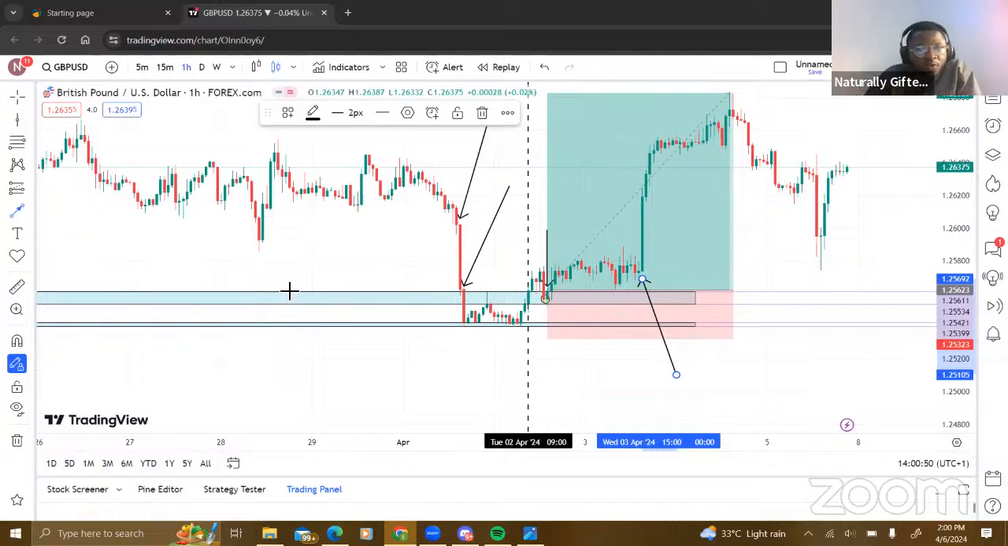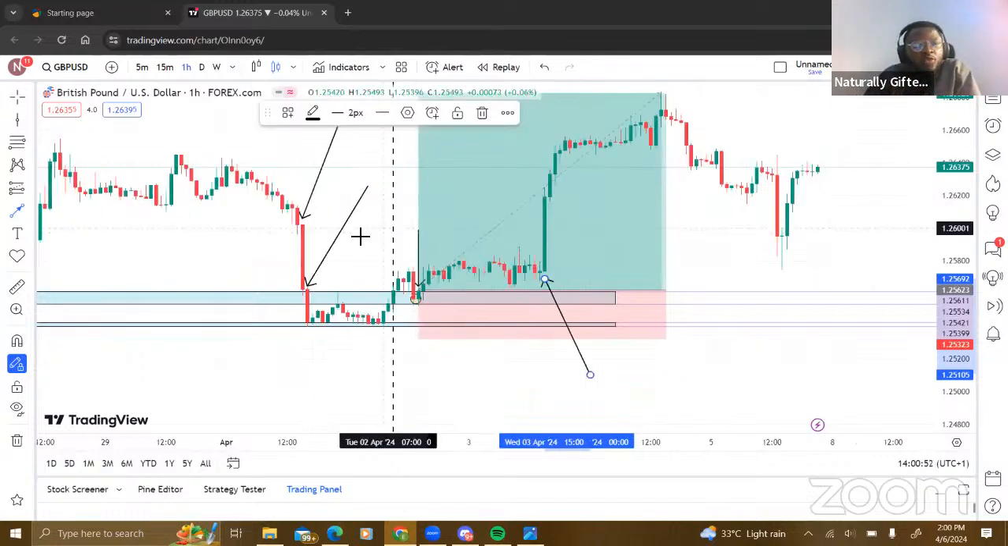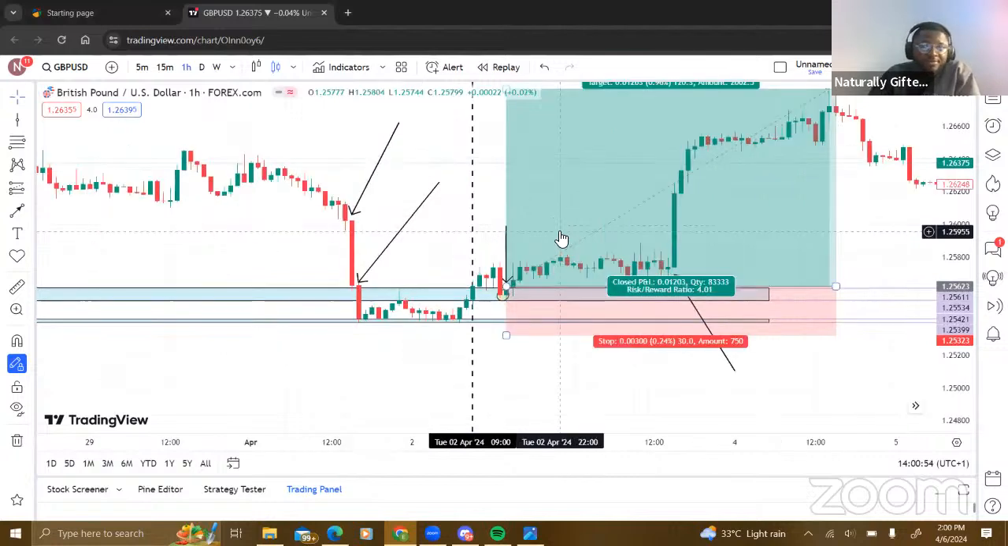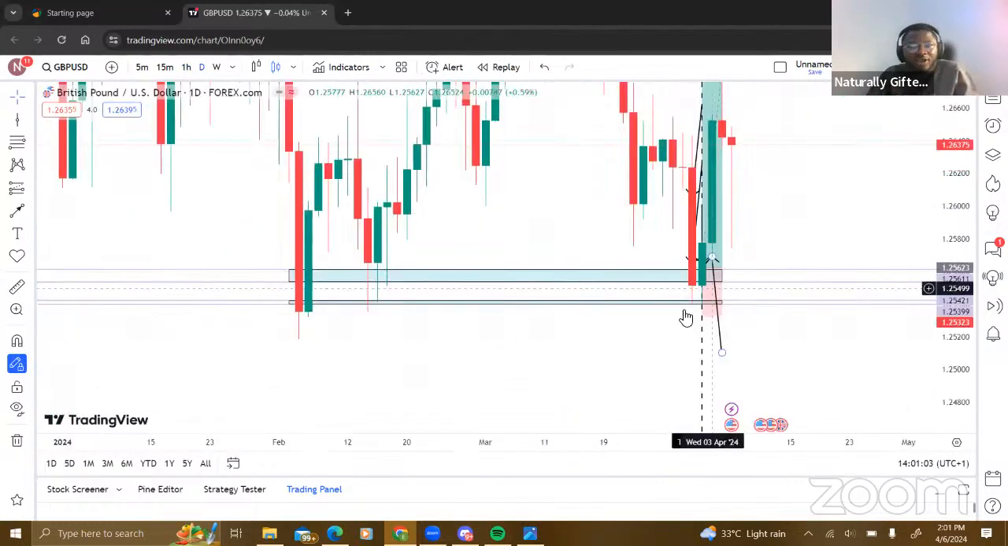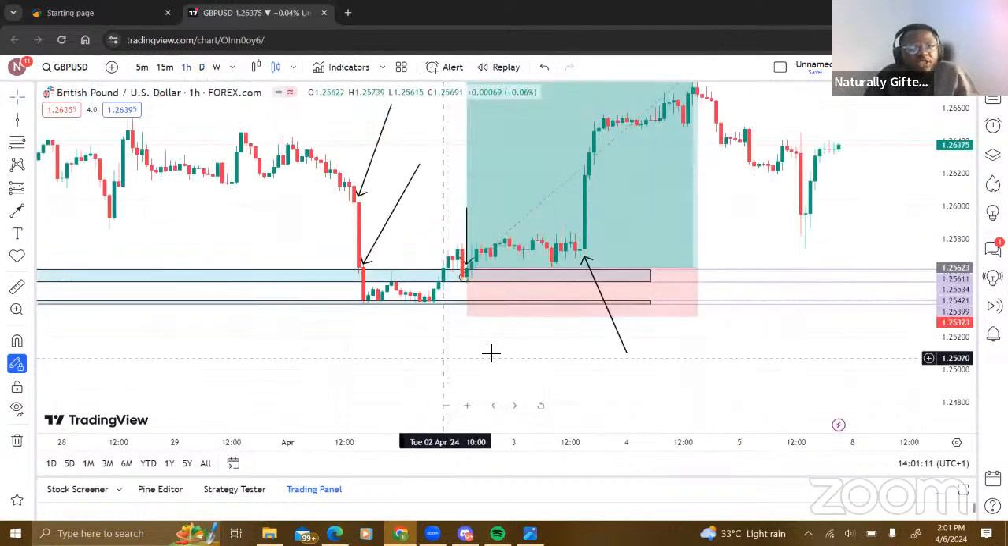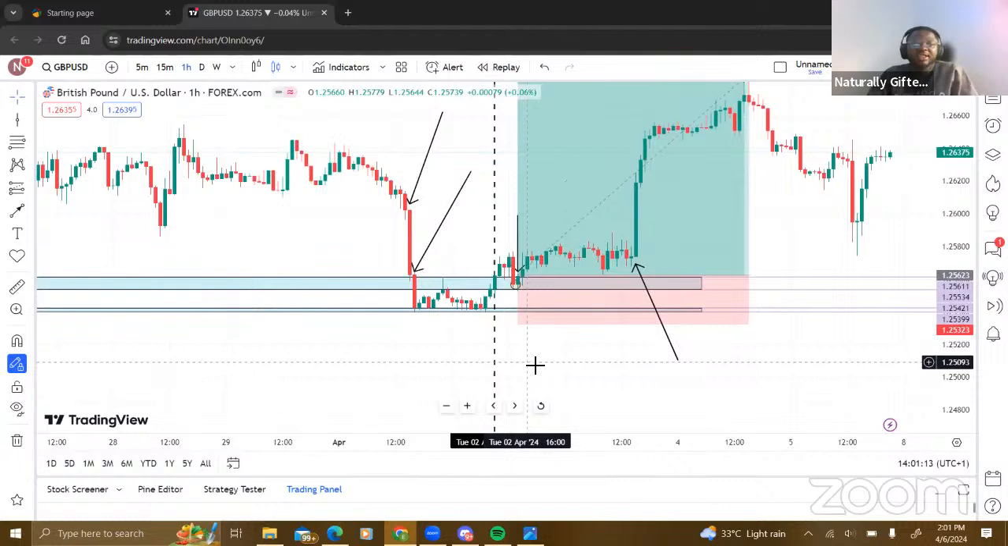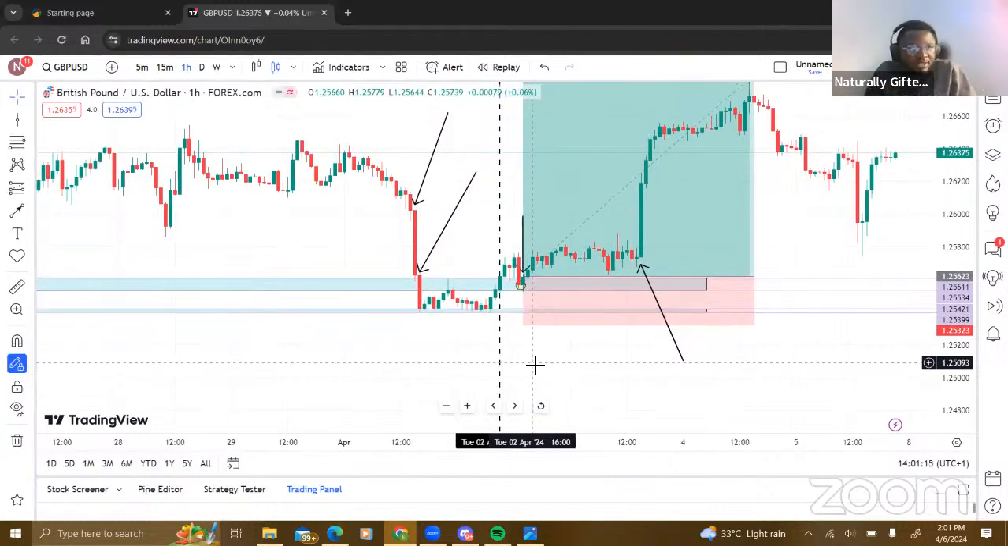Now remember, whatever execution you did here, you did it on the 1 hour time frame. It wasn't on the daily time frame. Yes, you identified the reversal on the daily, but you don't have the money to trade the daily. So what you did was you just identified the reversal, and you went on the 1 hour to position yourself for an entry. That is how you trade with the banks.